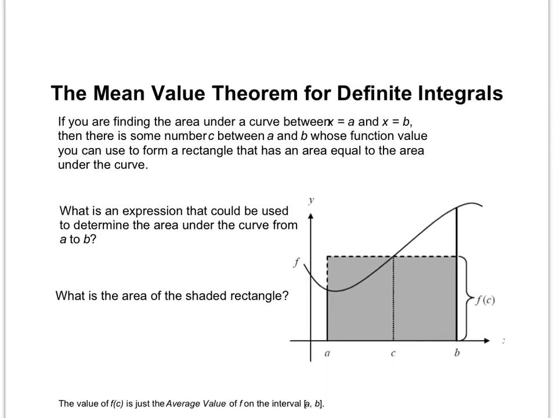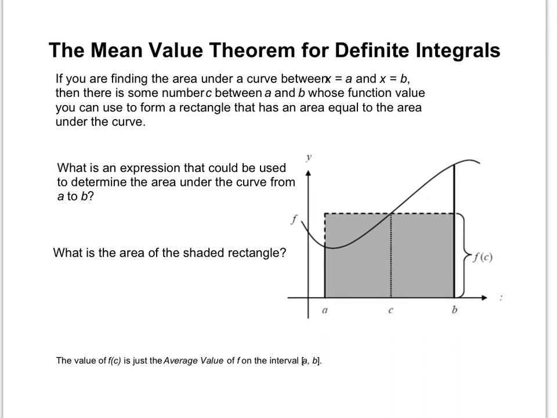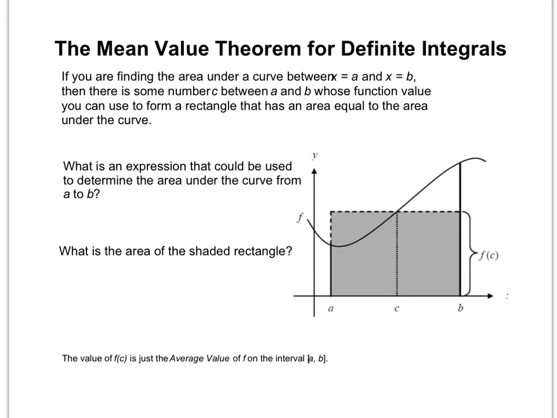Okay, mean value theorem for integrals. Now we've talked about the mean value theorem for derivatives lots. Remember, if a function is continuous, and so on. Yep, that was for derivatives, folks. But now if you're trying to find the area under a curve between x equals a and x equals b for this function f, then there has to exist a number c whose function value you can use to form a rectangle that is equal to the area under the curve.